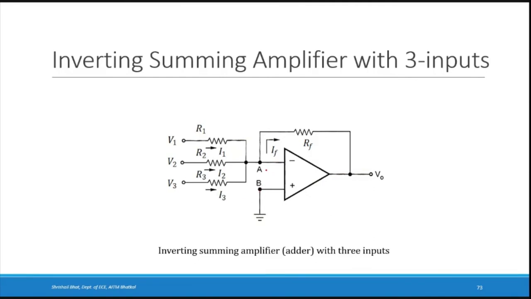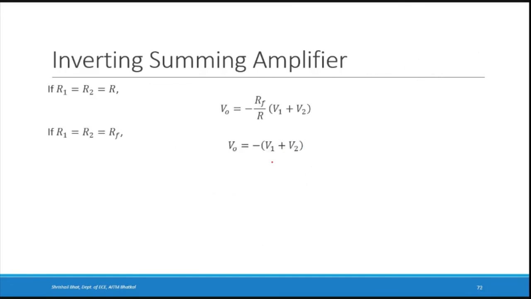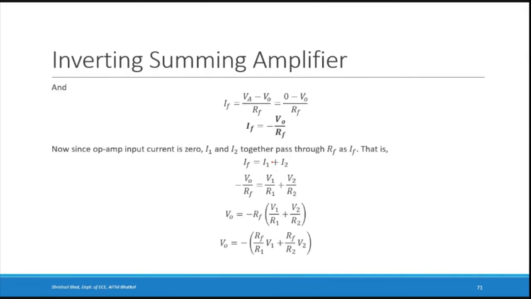From that you can get I1, which will become V1 by R1. I2 is V2 by R2. I3 is V3 by R3. And IF is minus V0 by RF. So get the relation between the currents. I1 plus I2 plus I3 will be equal to IF. If you substitute in that, you will get something similar to this. It will be minus RF by R1 V1 plus RF by R2 V2.